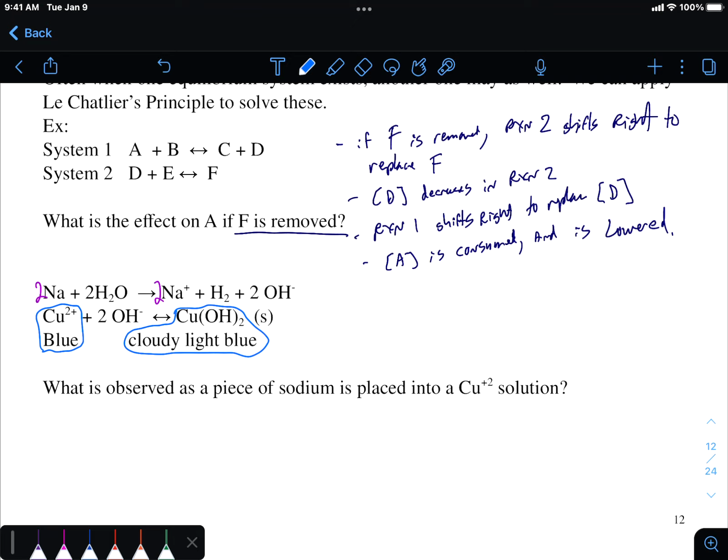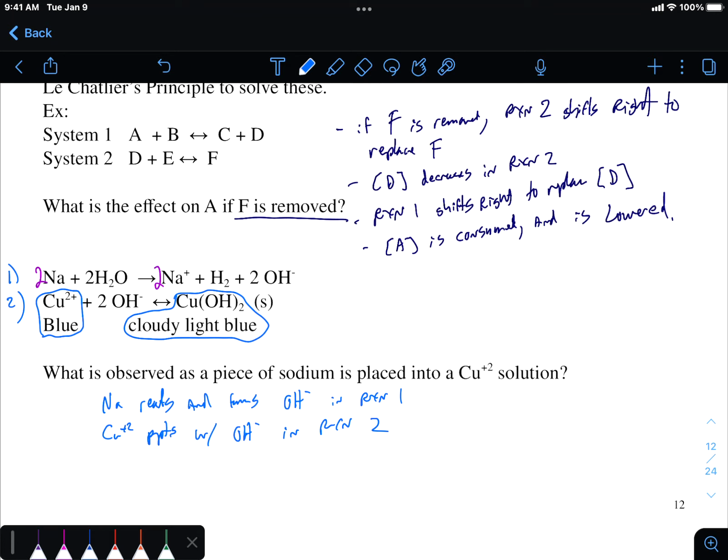Well, again, the sodium reacts and forms hydroxide in reaction 1. Copper ion precipitates with hydroxide in reaction 2. So if the question is asking what is observed, the answer is the solution changes from clear blue to cloudy.